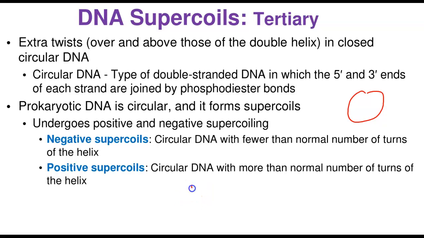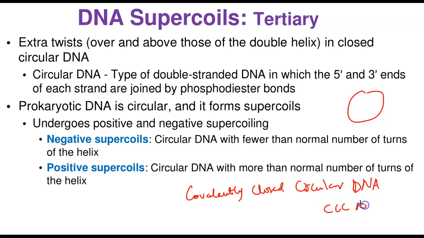We call it covalently closed circular DNA, CCC DNA. Because of course, remember again, the phosphodiester bond is a covalent bond. Now, it can undergo both positive and negative supercoiling.